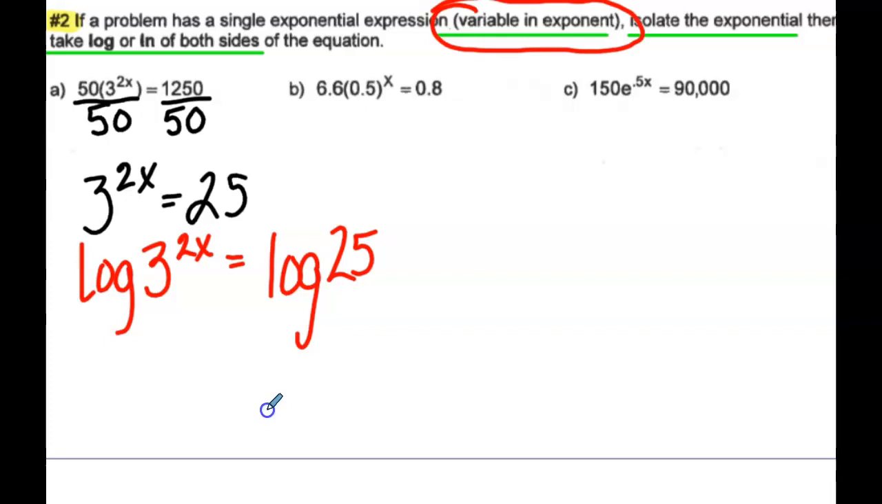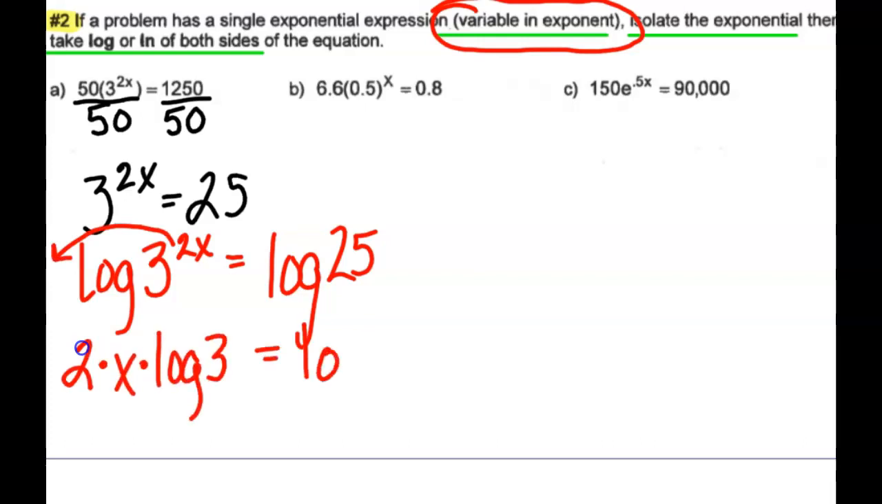Why did that help us? Anybody know? What is this? Where does it allow us to move that? Yes. Now it becomes 2 times x times the log of 3 equals the log of 25.